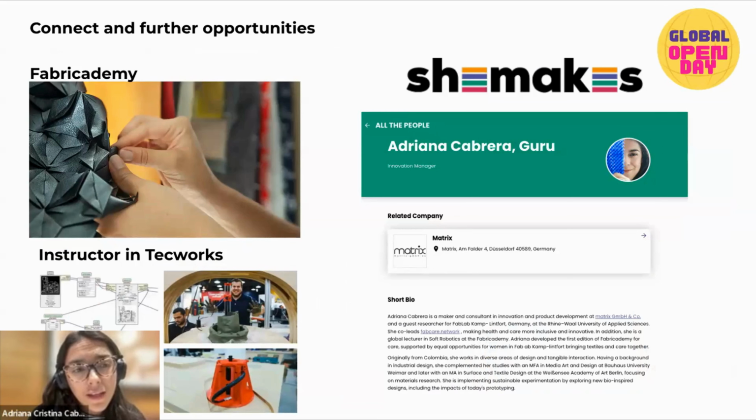And also connect with further opportunities, as for example the Fab Academy that also connects with textiles, and also be an instructor in TechWorks in Amman, and apply this knowledge in a further community, as is this project She Makes, in which I work together with different labs in Europe, with 18 labs together, also with Nuria. You can go to the next one.